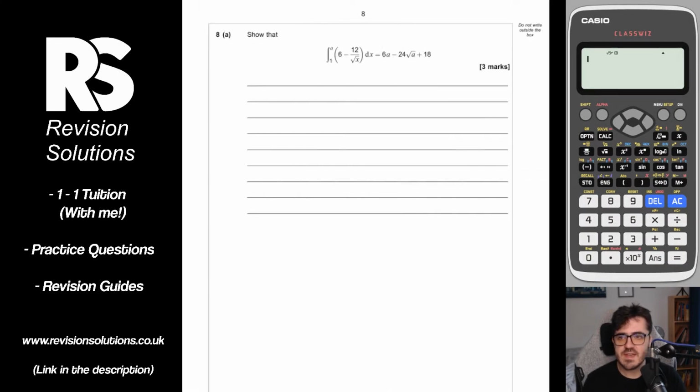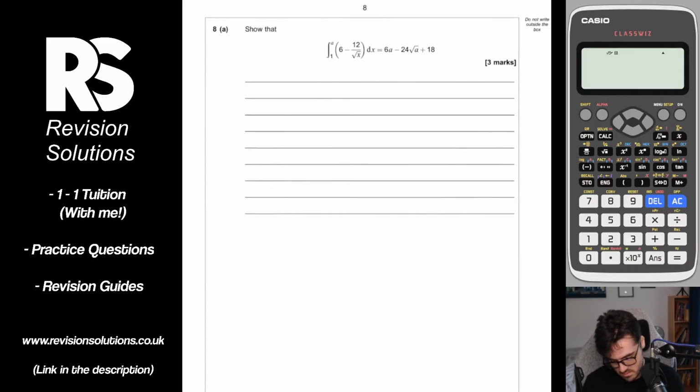Moving on now to question 8, it says, show that the integral from 1 to a of 6 minus 12 over the square root of x dx is equal to that expression in terms of a. So we just need to do this integral basically. Let's start by just converting that 12 over root x to a power of x. So our integral then would be the integral from 1 to a still of 6 minus 12x to the minus half to get 1 over the square root of x.